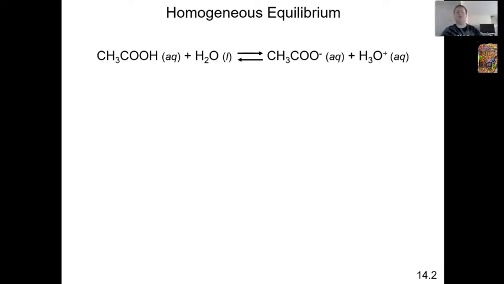Okay, so let's look at first the homogeneous equilibrium. This is going to show you how to set up this equation. So first thing, again, in this case, H2O is going to be constant. So when you have a pure liquid, we don't count it in the equilibrium expression, right? So that's one of the rules. If you have a pure liquid, we don't count it in the equilibrium expression.